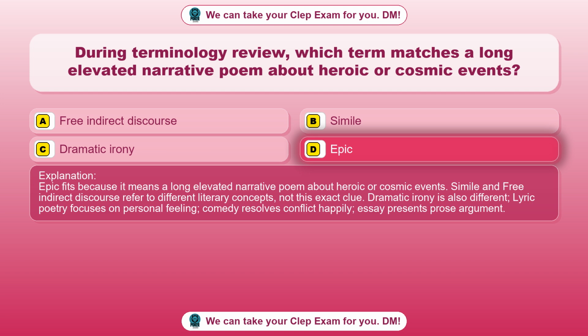Epic fits because it means a long elevated narrative poem about heroic or cosmic events. Simile and free indirect discourse refer to different literary concepts, not this exact clue. Dramatic irony is also different. Lyric poetry focuses on personal feeling, comedy resolves conflict happily, essay presents prose argument.